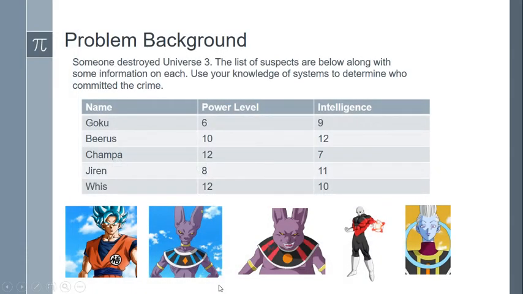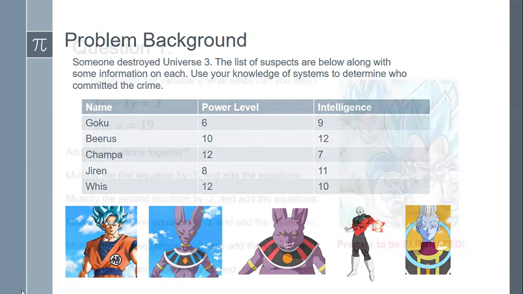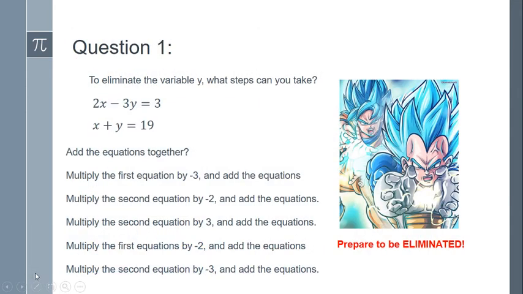All right, so problem background. Someone destroyed universe 3. The list of suspects are below along with some information on each. Use your knowledge of systems to determine who committed the crime. So we have set up the names of all our suspects here, Goku, Beerus, Champa, Jiren, and Whis, their power level and intelligence. Same problem as from lesson 21. But this time we're going to solve it using elimination, right? We're not going to solve it by graphing. We're going to solve using an algebraic method called elimination.